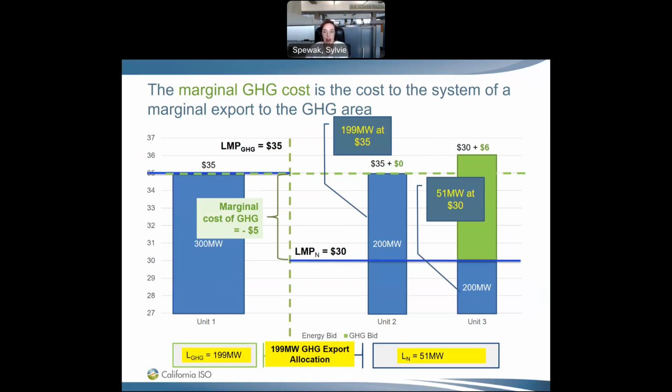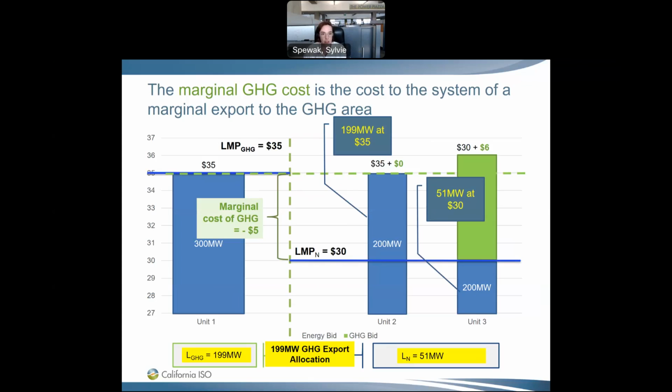So when we relax the GHG export allocation, what we're doing is shifting 1 megawatt from the GHG area to 1 megawatt in the non-GHG area. And this is a simplification, but it's the easiest way to think about it.